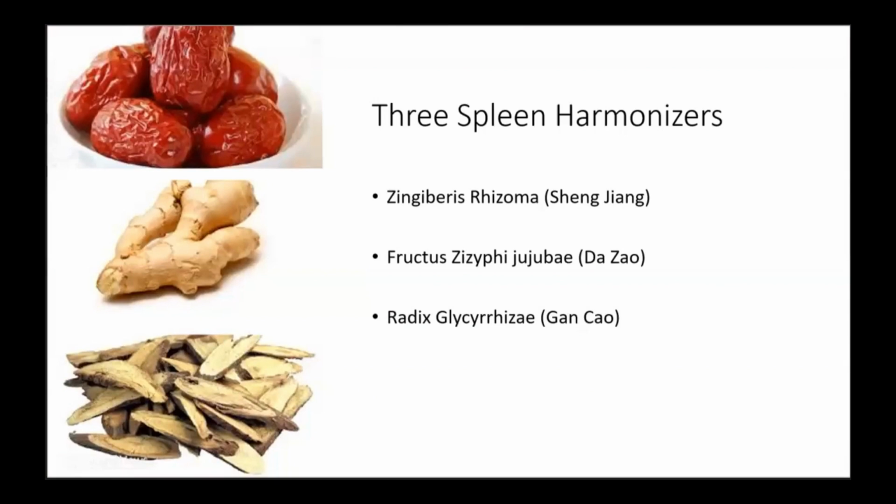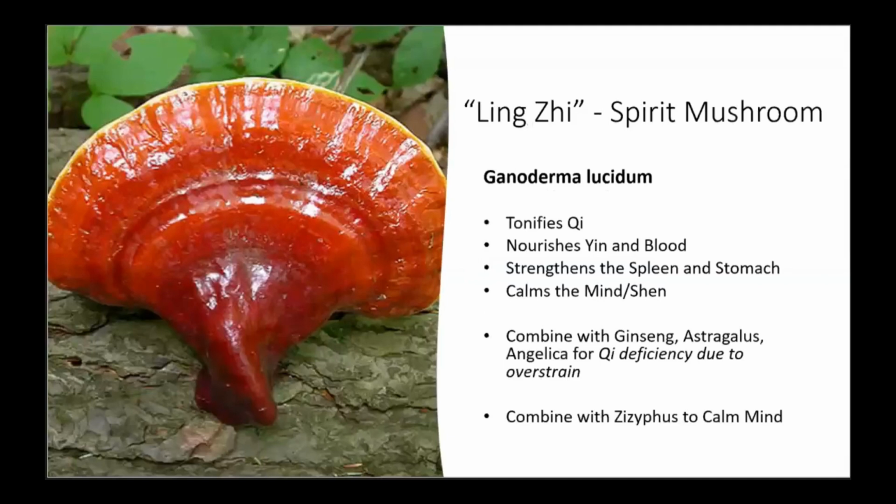Harmonizers: ginger, jujube date, and licorice. They're great to just put in your formulas. Whenever you're doing digestive work, little bits of this stuff go a long way to help people absorb, digest, and make sure the formula is really usable by the person. This makes the formula work for them.